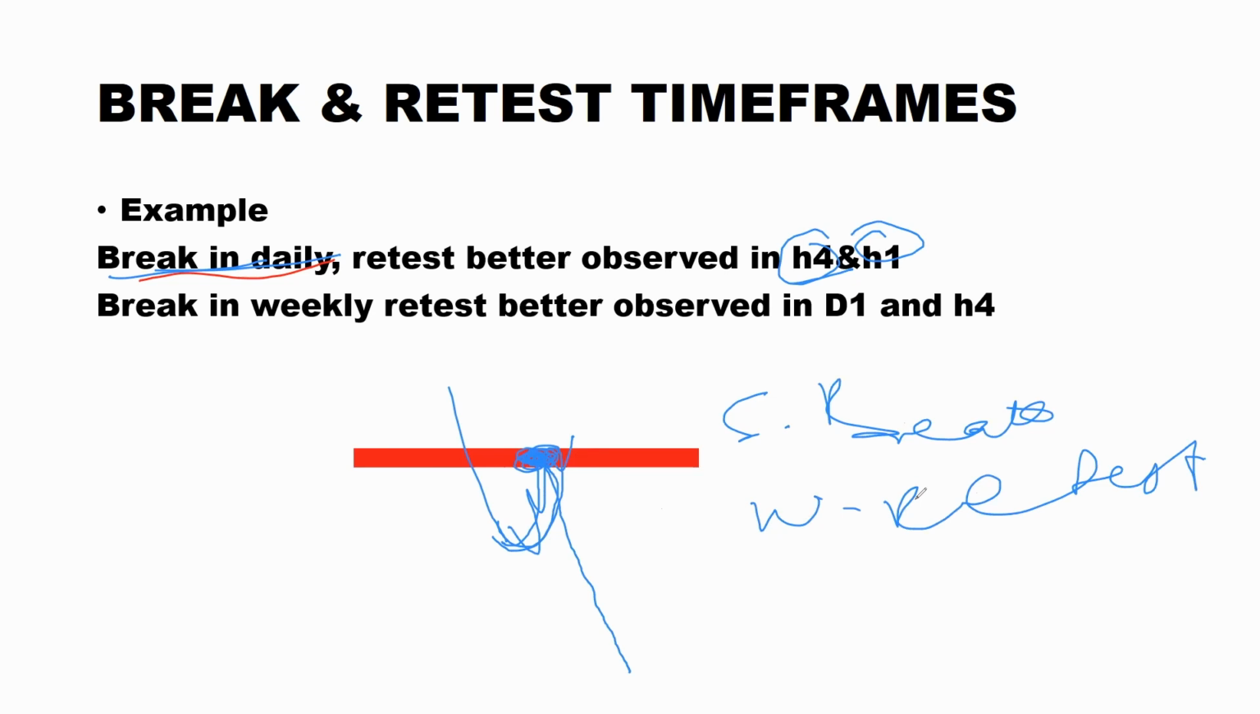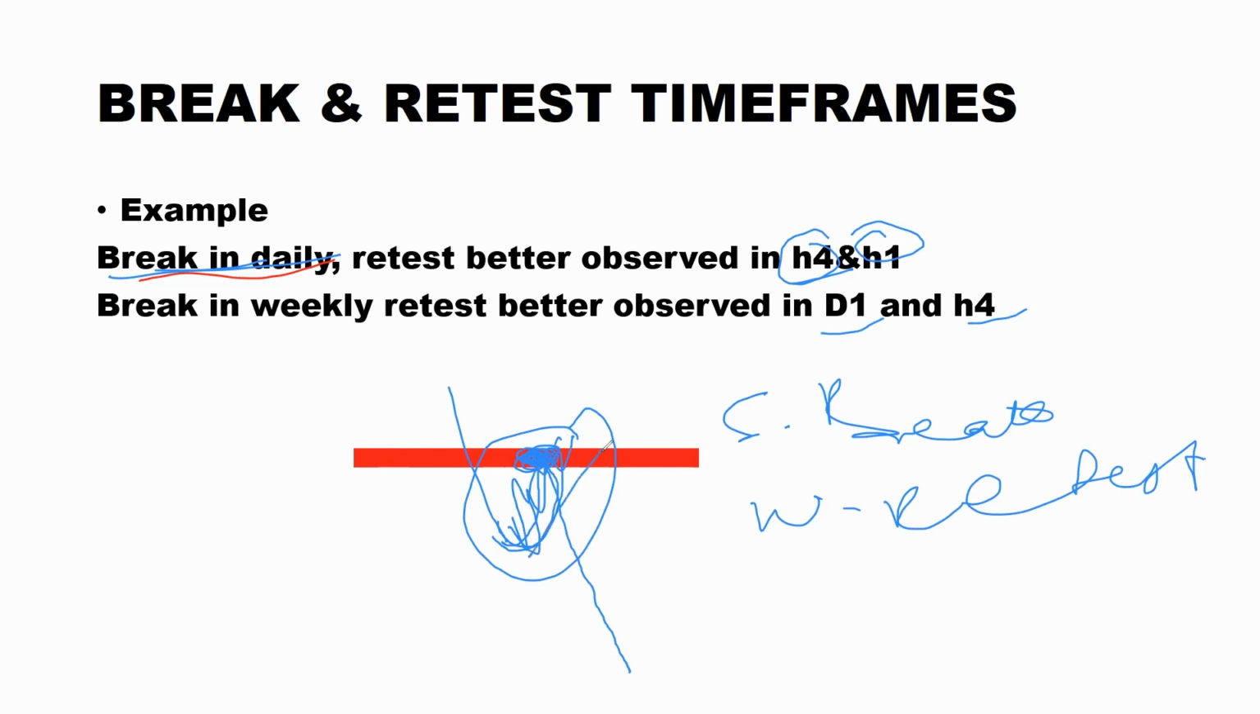Another example is if the breakout is weekly, you will better observe it in daily and H4. Why? Because these are the next lower time frames, right? You'll be able to see a retest in the next lower time frames. Sometimes it will give it to you in the same time frame, but it is rare, right? And remember, for you to take a trade, you need the change of trend. And for you to observe change of trend, you need to spot a trend.